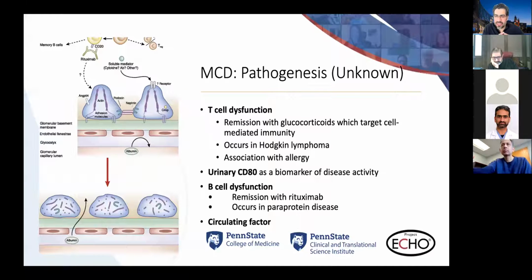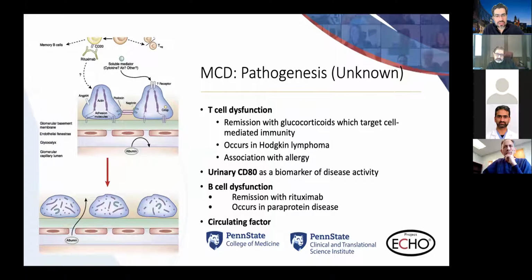It has some association with allergies. Urinary CD80 is coming as a biomarker of disease activity, and there is some progress on that front as well. Let's see how this pans out. Is this a B cell dysfunction? Because once you use rituximab, there is good response. Is there a circulating factor?